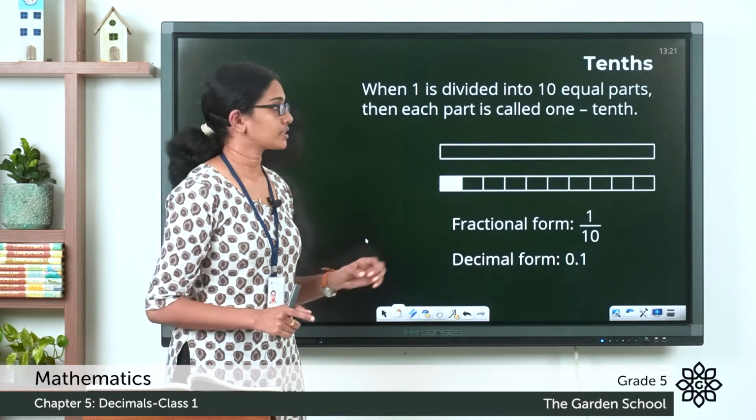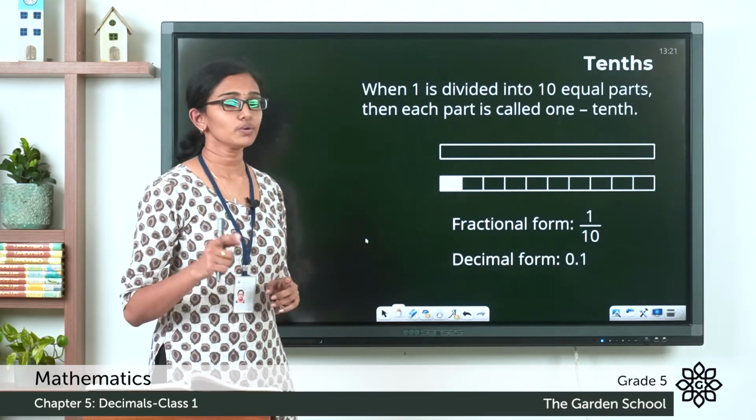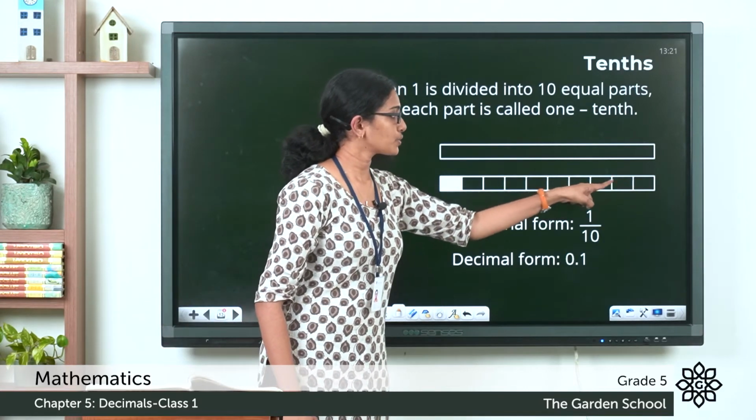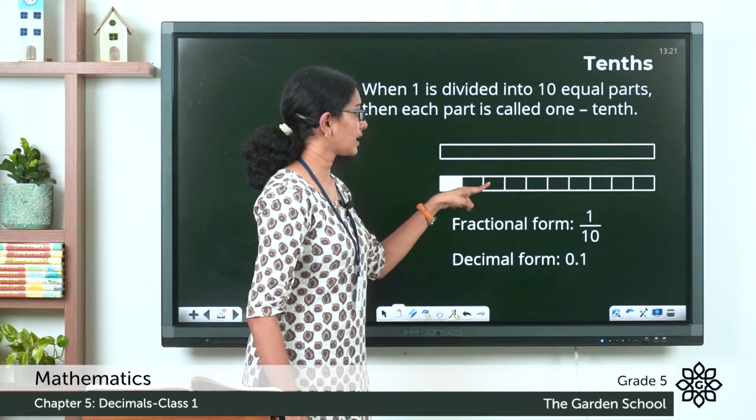When you have 1 unit, when 1 is divided into 10 equal parts, see, 1, 2, 3, 4, 5, 6, 7, 8, 9, 10.